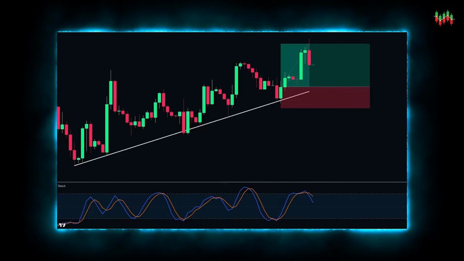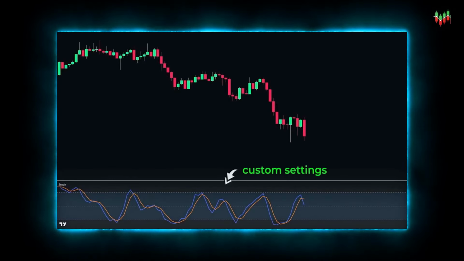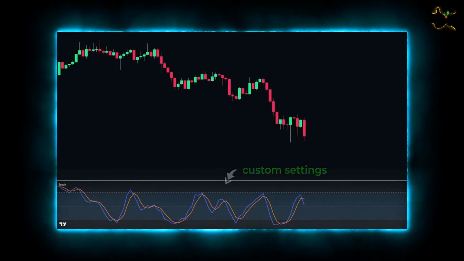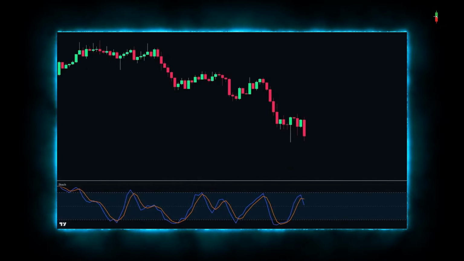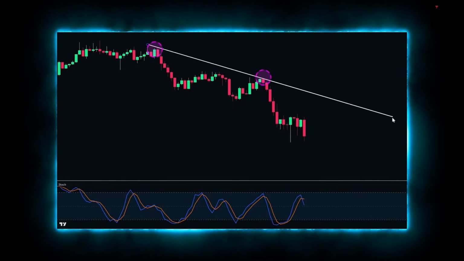Let's look at another example. In this chart, we already have our Stochastic with the custom settings applied. Next, we can see an obvious trend line that we can draw at these swing highs, so just draw it right there.